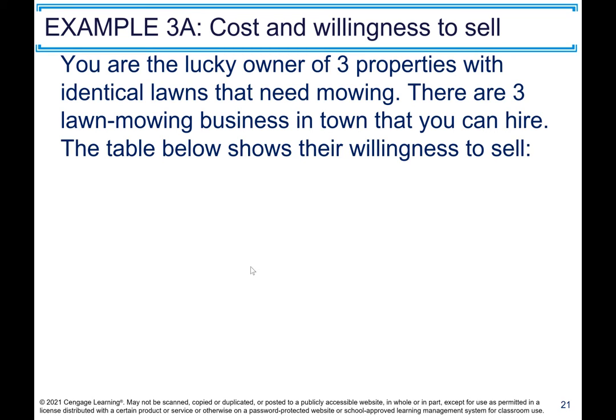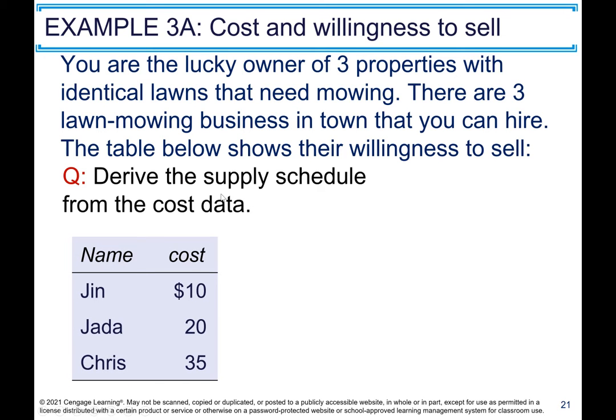Example 3a, cost and willingness to sell. You are the lucky winner of 3 properties with identical lawns that need mowing. There are 3 lawn mowing businesses in town that you can hire. The table below shows their willingness to sell. Derive the supply schedule from the cost data. Okay, there is Jin, whose willingness to sell is $10. Jada, willingness to sell is $20. Chris, willingness to sell is $35.